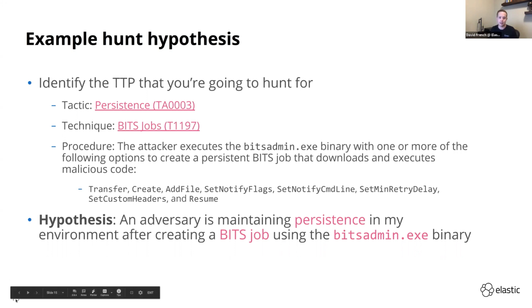And in this example, we're going to look for an attacker using the Windows bitsadmin binary to create a persistent BITS job that downloads and executes malicious code. So an attacker can accomplish this by using one or more of the command line arguments mentioned on this slide. And now that we've identified the TTP that we're going to hunt for, we're going to state that in our hypothesis clearly. So: an adversary is maintaining persistence in my environment after creating a BITS job using a bitsadmin binary. This hypothesis includes the tactic, technique, and procedure we're going to hunt for. It's clear and concise, and then we can move on to think about how we're going to prove or disprove it.